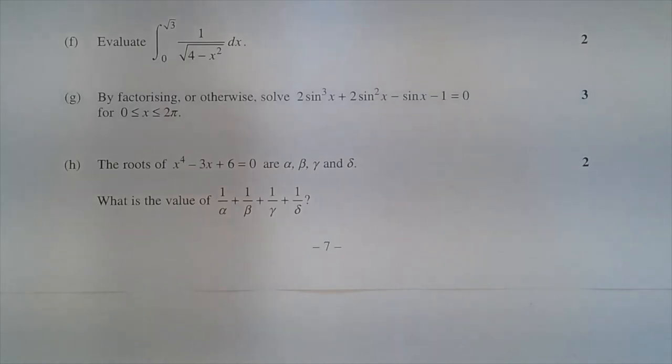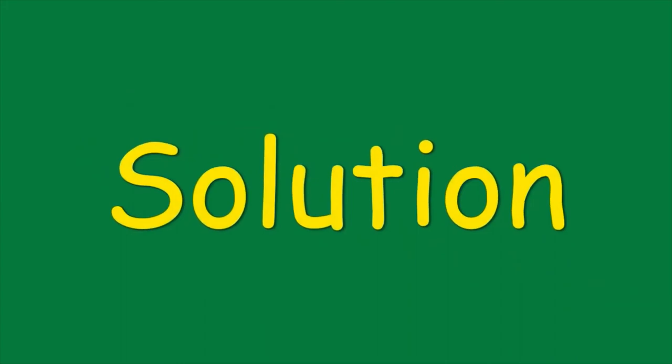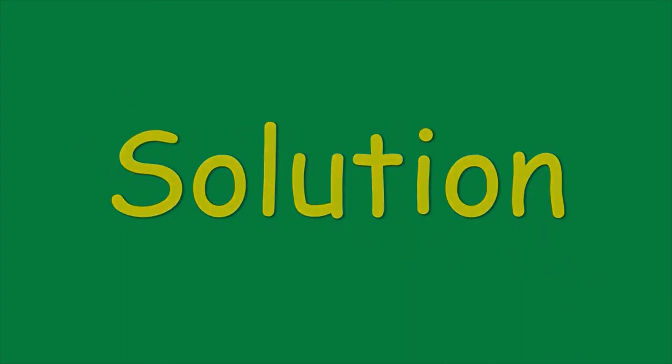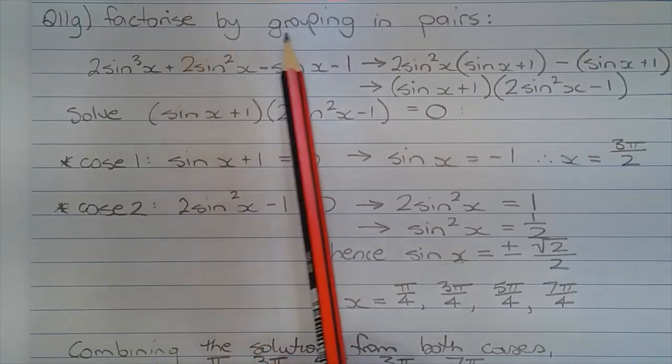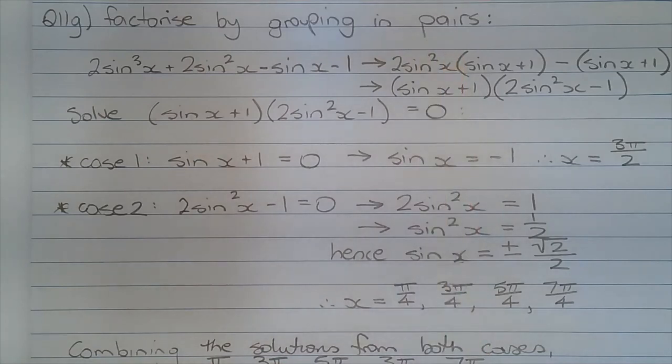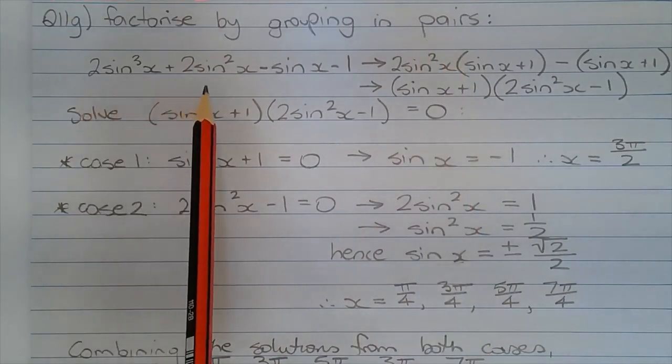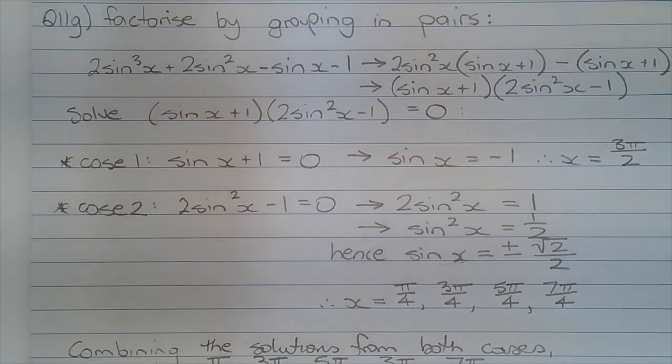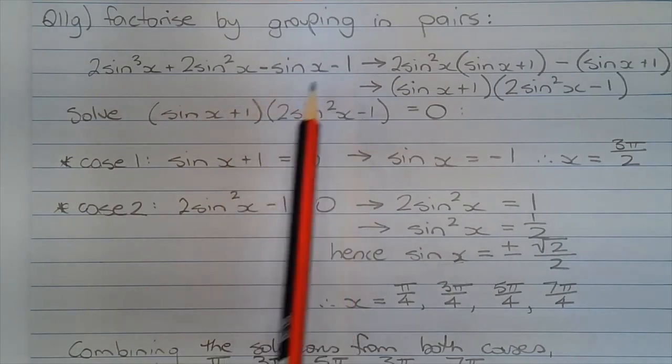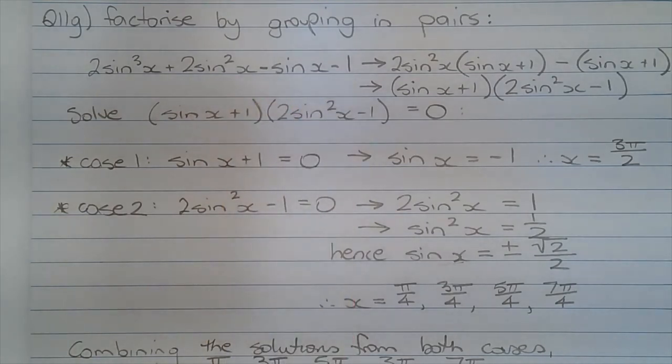Question 11g. By factorizing, or otherwise, solve 2 sine cubed x plus 2 sine squared x minus sine x minus 1 equals 0 for x greater than or equal to 0 and less than or equal to 2 pi. Factorize the left-hand side by grouping in pairs. We have 2 sine cubed x plus 2 sine squared x, which forms the first pair of terms, and we have minus sine x minus 1, which forms the second pair of terms.